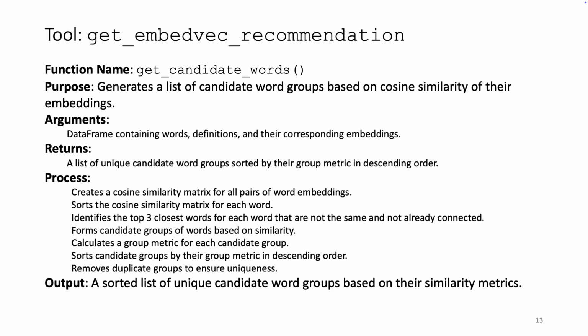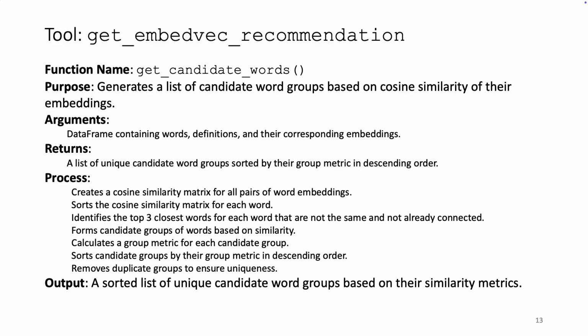The Get Embed Recommendation tool generates word group recommendations based on cosine similarity of the embeddings. It accomplishes this with the function getCandidateWords. This function identifies and groups similar words by analyzing how closely their embeddings align through these steps. First, it generates a pairwise cosine similarity matrix for all word definitions. It sorts the cosine similarity matrix to identify high matching word definition pairs.